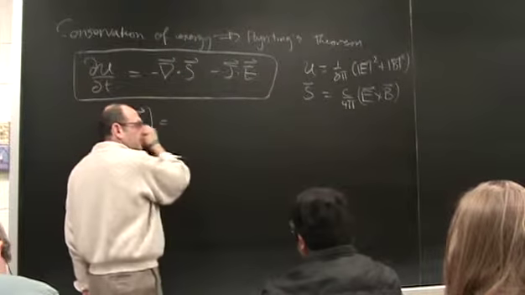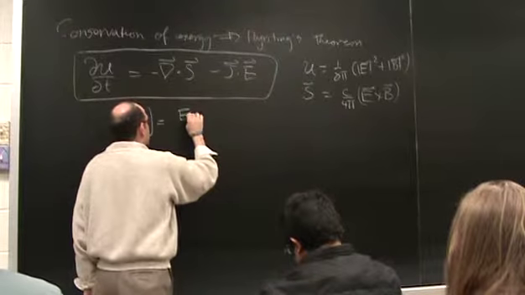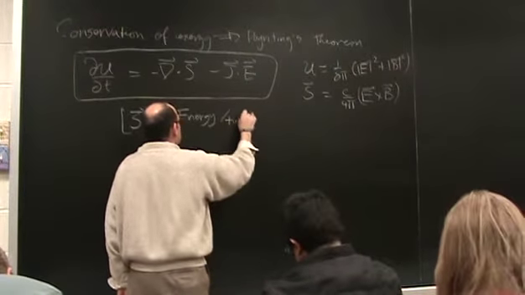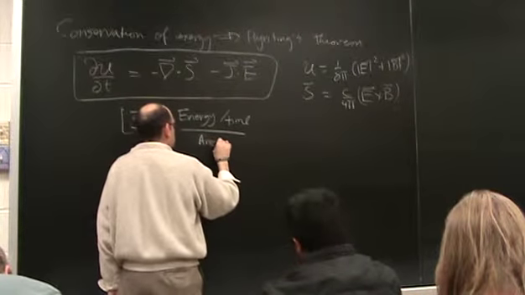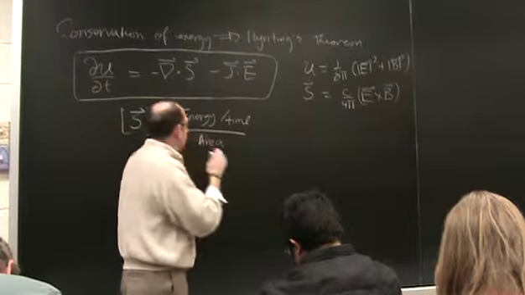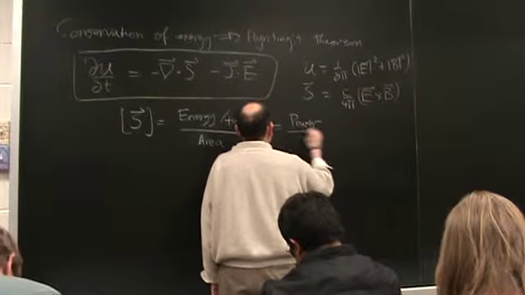So the units of the Poynting vector are energy per unit time per unit area. Okay? Which is power per unit area.